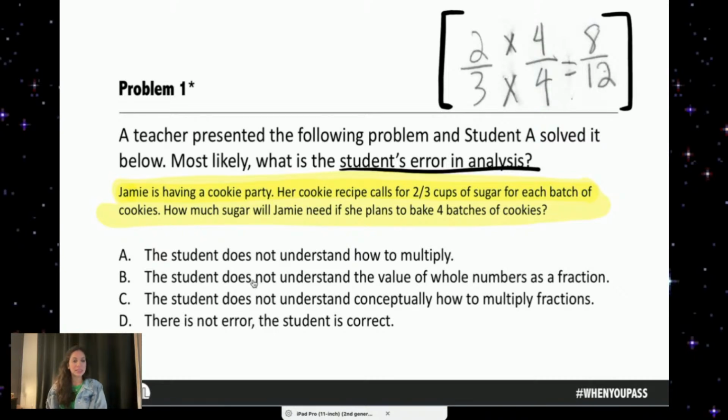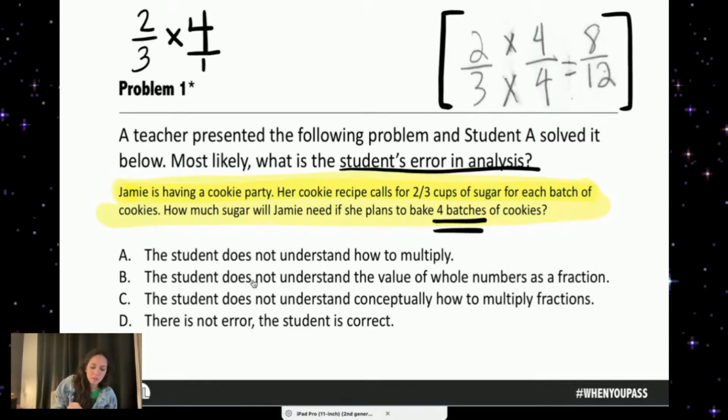So Jamie is having this cookie party, right? And her cookie recipe calls for 2/3 cup of sugar. And she wants to bake 4 batches of cookies. So I'm going to multiply 2/3 times 4 because I need to do 2/3 four times. To multiply a fraction by a whole number, I need to convert the whole number into a fraction. And so I can say that 4 is the same thing as 4 divided by 1, right?